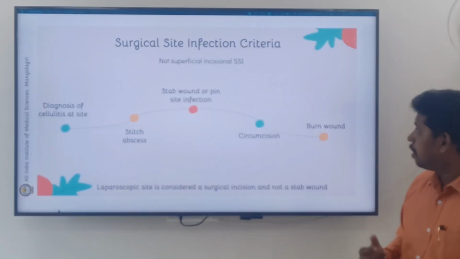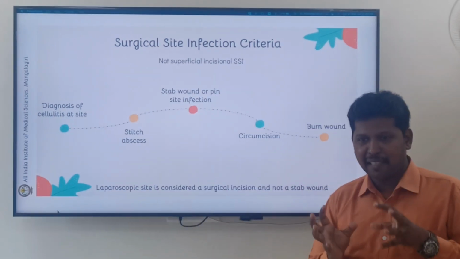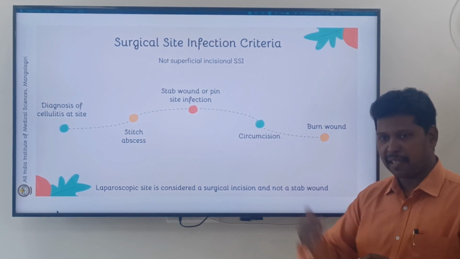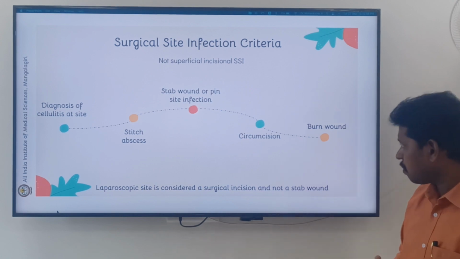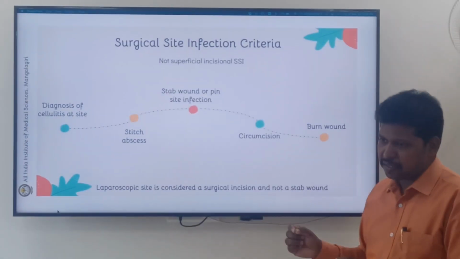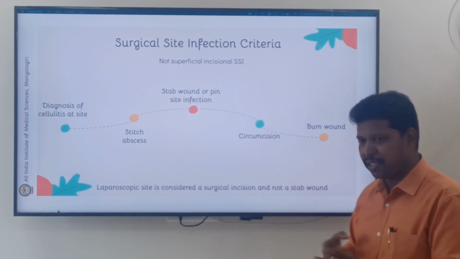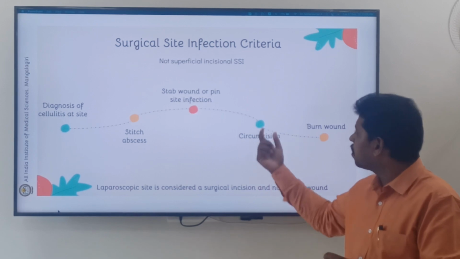So what all are not? Diagnosis of cellulitis at the site. Cellulitis is basically inflammation at the site. Warmth, redness, heat, everything is there, but other criteria are not fulfilled, then it may not be SSI. Stitch abscess. A stitch abscess need not be infected. A stitch abscess can happen with a reaction to the suture or other materials. It need not be infected.